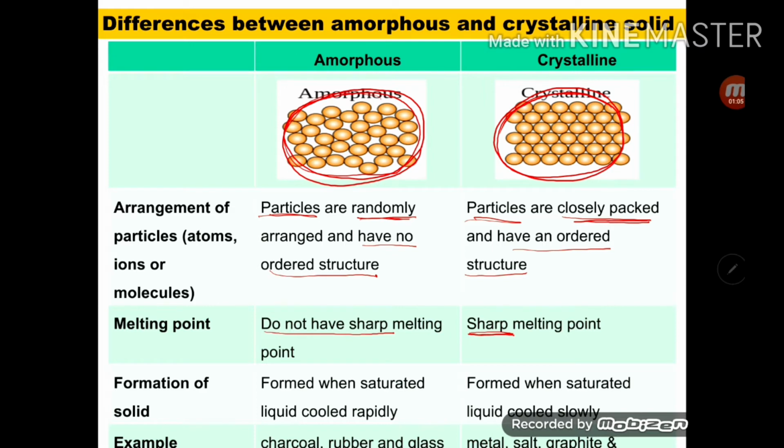Amorphous solid is formed when saturated liquid cools rapidly, but crystalline solid forms when saturated liquid cools slowly. Examples of amorphous solid are charcoal, rubber, and glass. And examples of crystalline solid are metal, salt, graphite, and diamond.